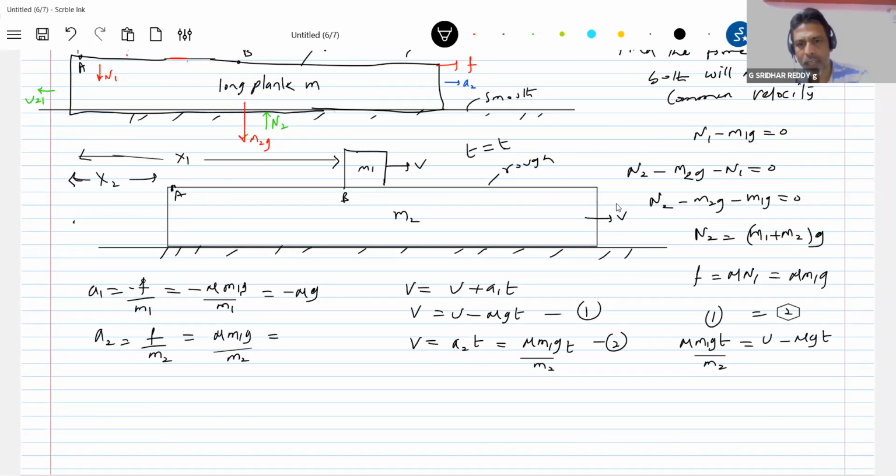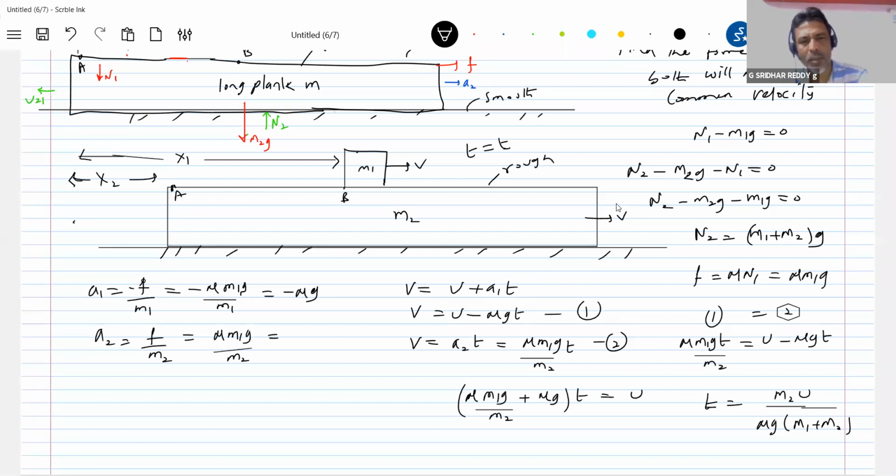So the expression for time will be, or we'll write one more equation: mu M1G by M2 plus mu G, times T, equals U. So the expression for T will be M2U by mu G times M1 plus M2. This is the time taken for the friction to vanish.